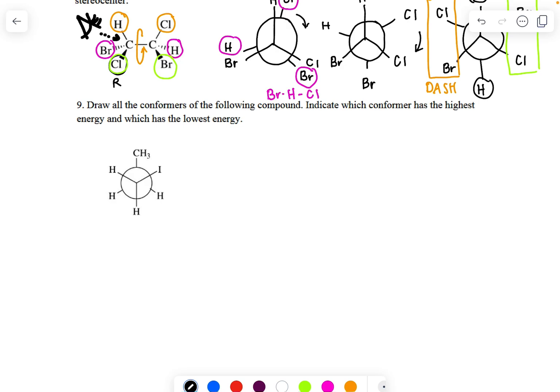All right, so I have this bottom molecule and it says draw all the conformations of the following compound. When it says that, what it wants you to do is to move everything 60 degrees. So I'm going to move the first 60 degrees, and I would encourage you to just stay with clockwise. I like to move the back carbon, but you can move the front if you'd like.